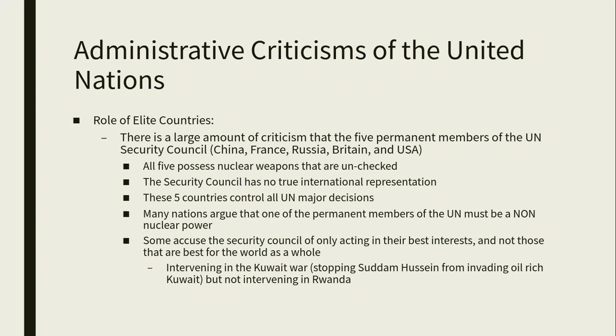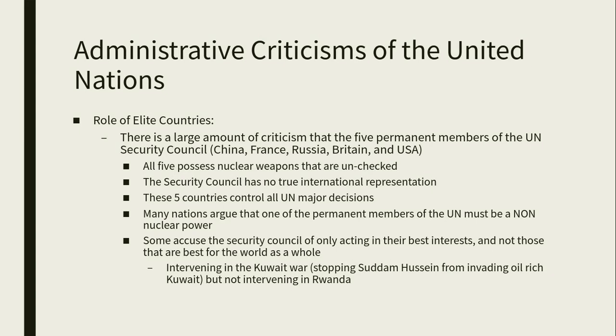The administrative criticisms of the UN. There's a lot of criticism surrounding the role of elite countries. This is especially regarding the five permanent members of the UN, so China, France, Russia, Britain, and the United States. All five of these countries possess nuclear weapons that are unchecked.